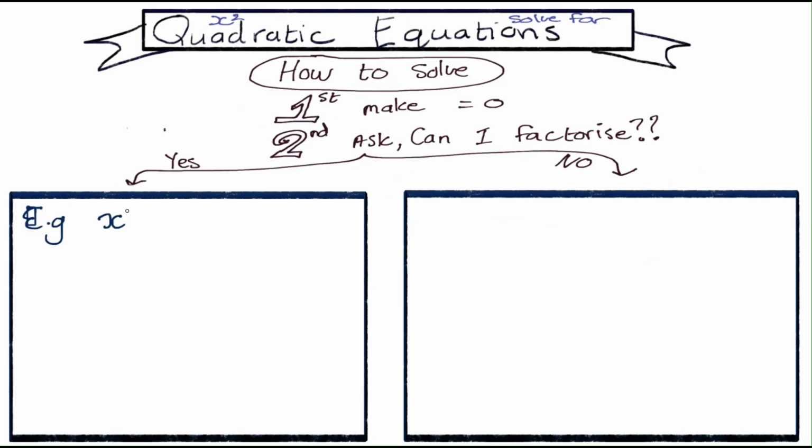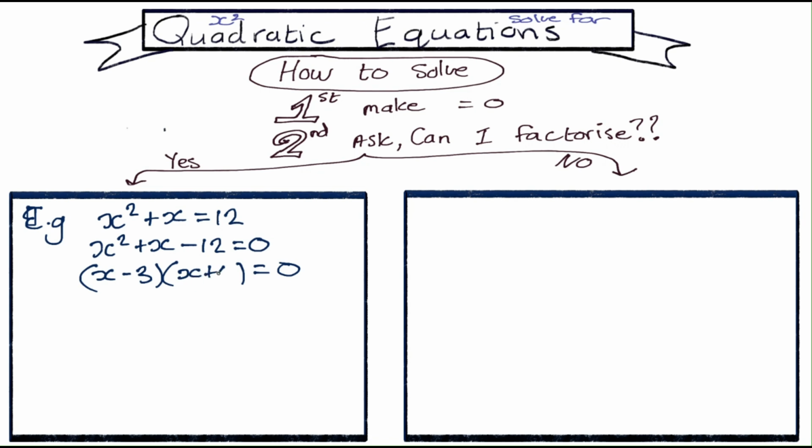Now, if you can factorize, let's look at an example, x squared plus x equals 12. So you spot that squared and you say, let's make it equal to 0. And then we're going to factorize. That's a trinomial, so maybe you need to brush up a little bit on your trinomial factorizing. And you get x minus 3 and x plus 4. So the answer here would be that x is equal to 3 or x is equal to negative 4. But you might be scratching your head a little bit and asking yourself, why? Where did that 3 come from? And where did that negative 4 come from?